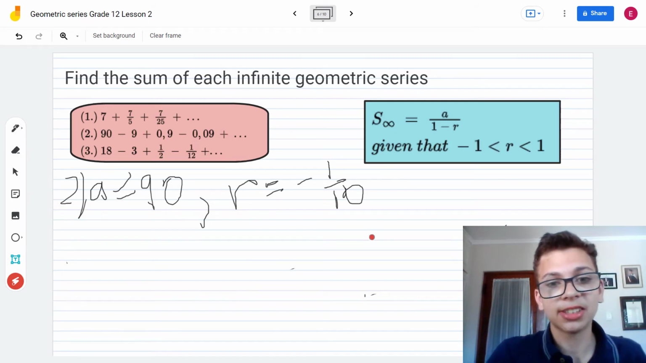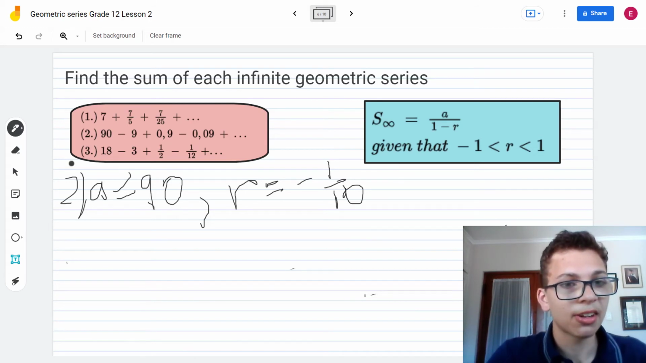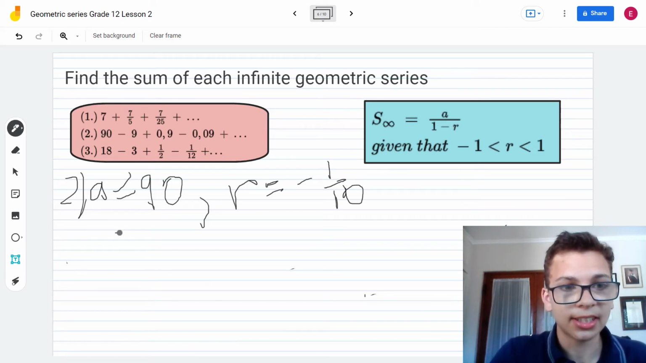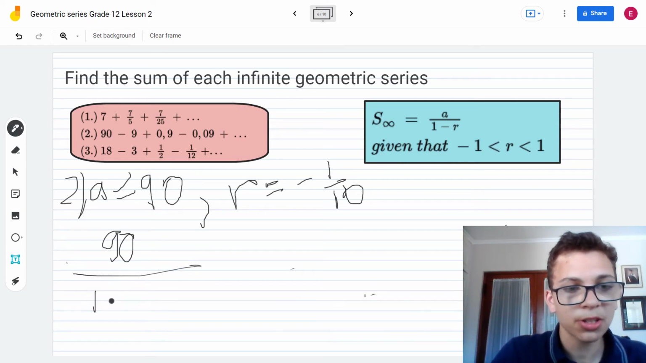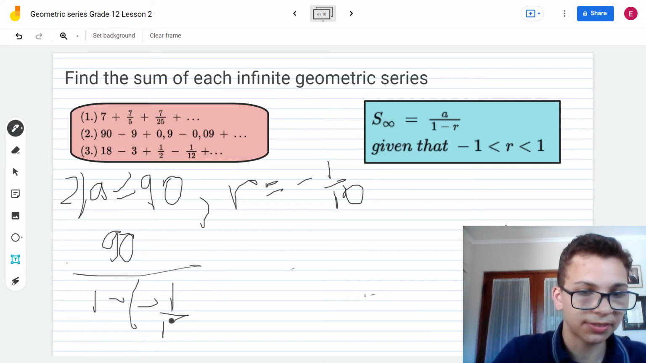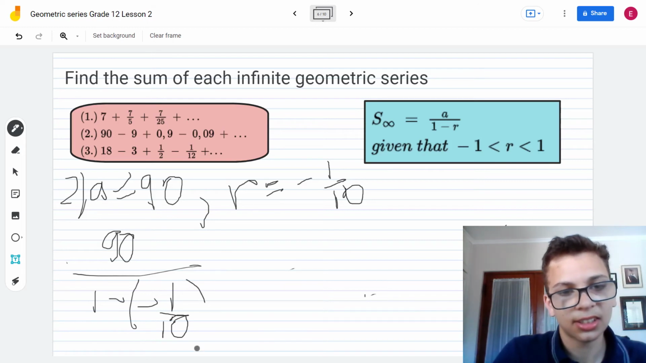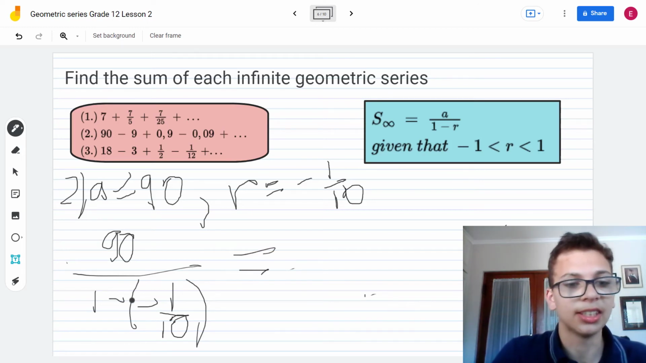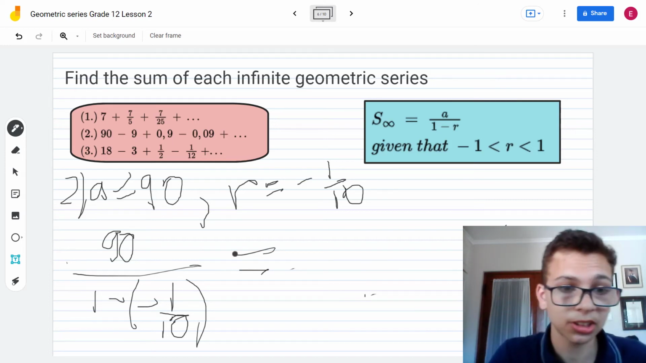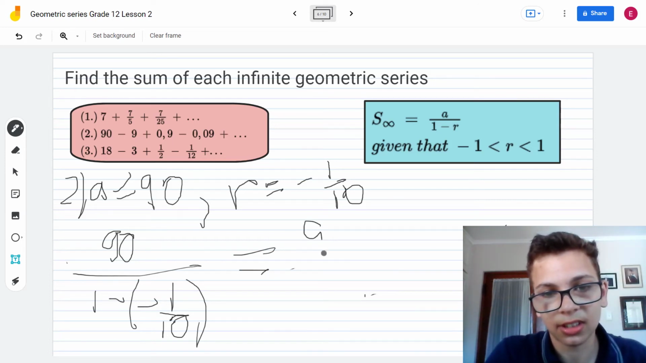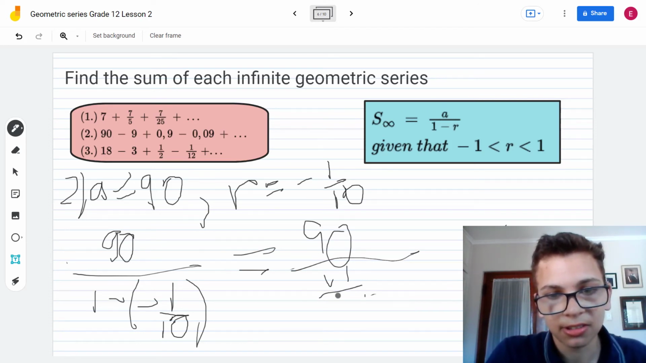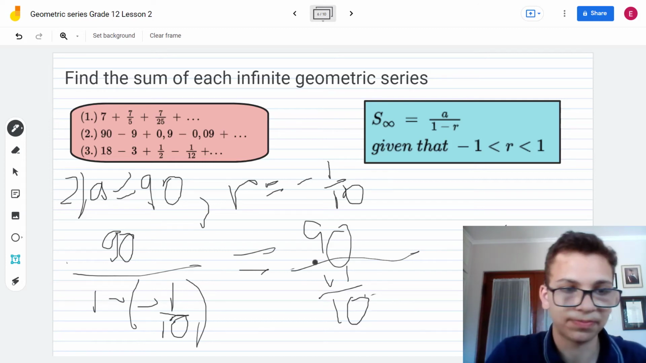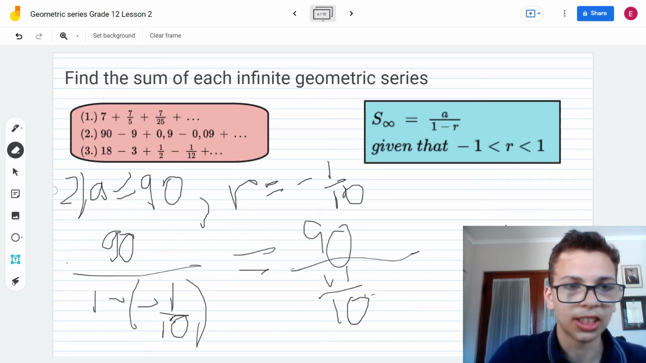And so once you have a equals 90 and r equals negative 1 over 10, you're pretty much just going to sub in the formula, and you get 90 over 1 minus, now I always put brackets around my r, even if it's negative, because I don't want to make any mistakes, right? So 90 over 1 minus negative 1 over 10. And then you plus that, because negative times negative is a positive. So 90 over 11 over 10. You can type this in your calculator, or you can just work it out and you should get your answer. Cool. That's question 2.